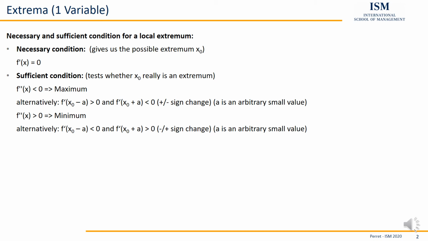In particular, as I said before, if we have a minus-plus change, so we're going down, then we're going up again, this means we have a minimum. If we have a plus-minus change, so we're going up, and then we're going down, then we have a maximum. And as I said, the alternative is we do not have any sign change at all. Then we have a saddle point. So for the saddle point, the second derivative is zero and we get no sign change.